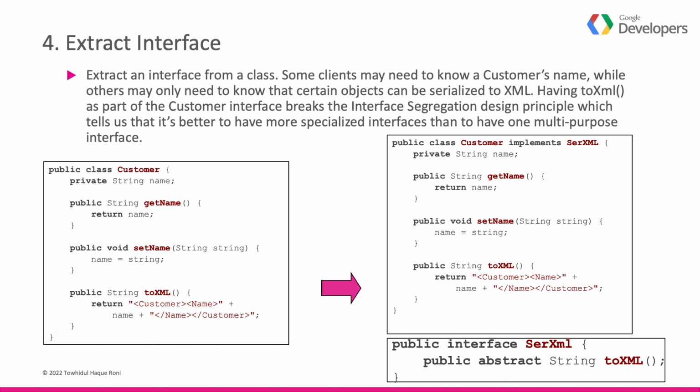Similarly, we might do it for JSON. By separating this behavior into an interface, we adhere to the interface segregation principle, allowing clients to depend on specific interfaces tailored to their needs.